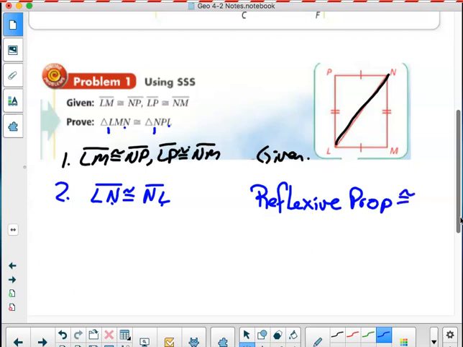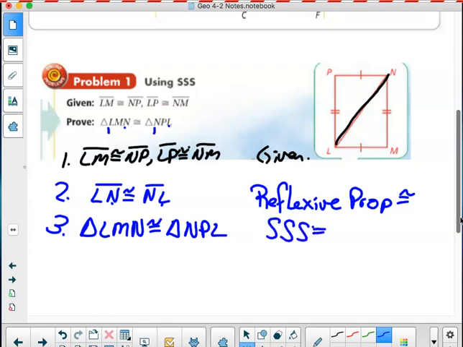Do I have all 3 sides of one triangle congruent, respectively, to all 3 sides of another? Yeah, I'm done. 3. Triangle LMN is congruent to triangle NPL because of side, side, side congruence. And that's that.